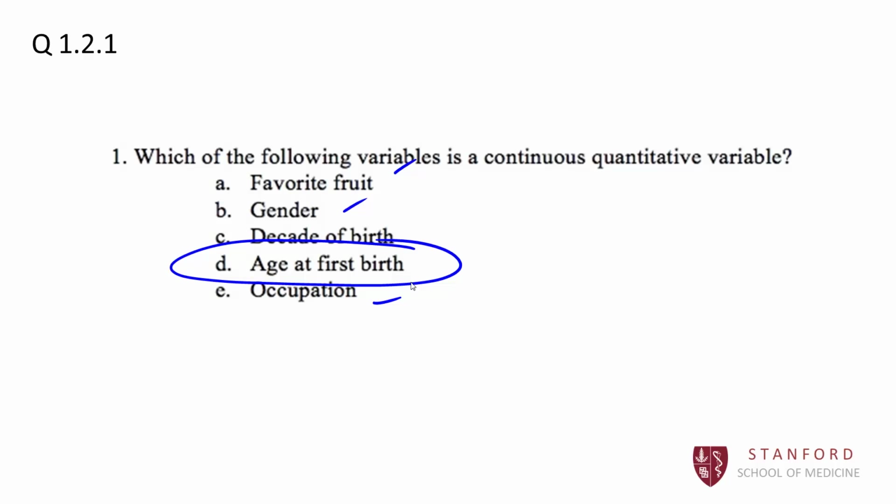Decade of birth is an ordinal variable because it is categorizing with an order. That is, there's a relationship between each subsequent group, and so we call that an ordinal variable.